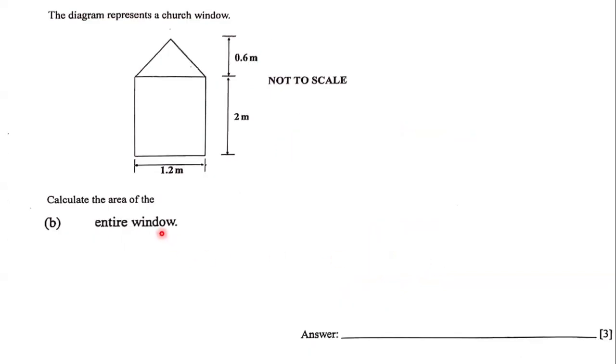Next, our goal is to determine or to calculate the area of the entire window. But first, we have to find what is the area of this rectangular section. And so let's do that. Let's figure out what is the area of the rectangle. The area of a rectangle is going to be length times width.